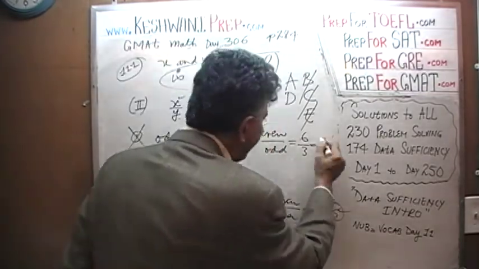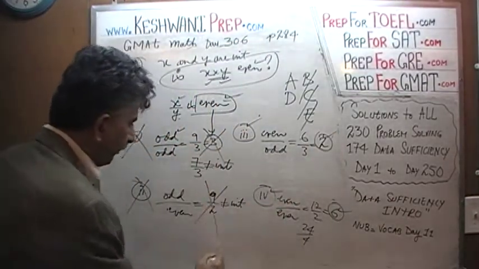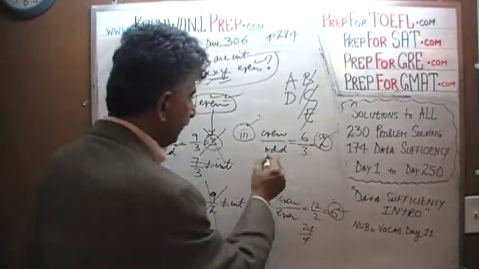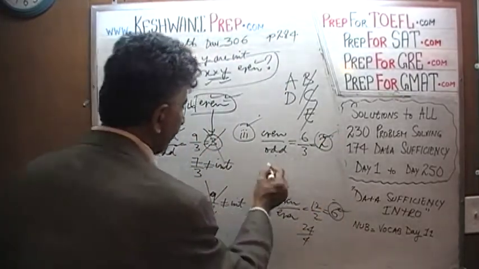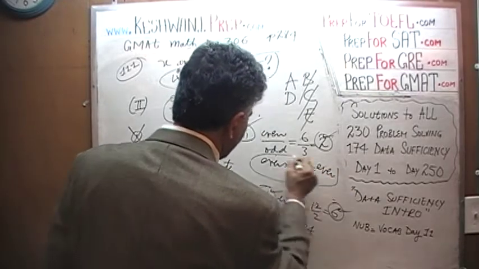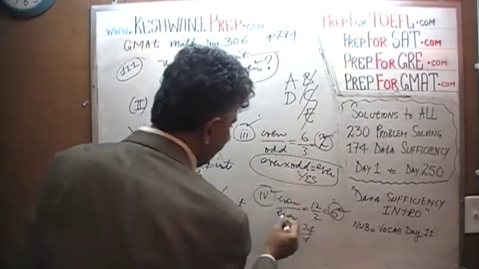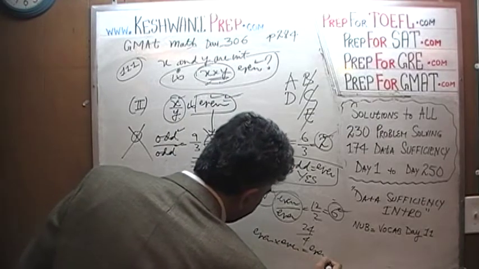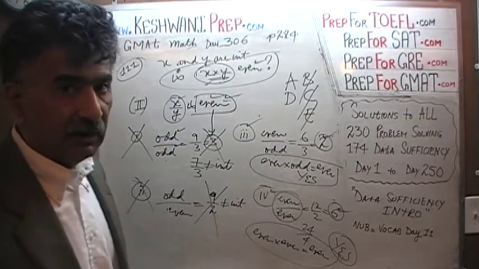Here x divided by y is even, and here x divided by y was not even. We are told that x divided by y is even. Let's find out what the product is going to be here. Even times odd is going to be even. Is x times y even? The answer is yes. Or maybe they are both even, in which case even times even is even. Again, the answer is yes.